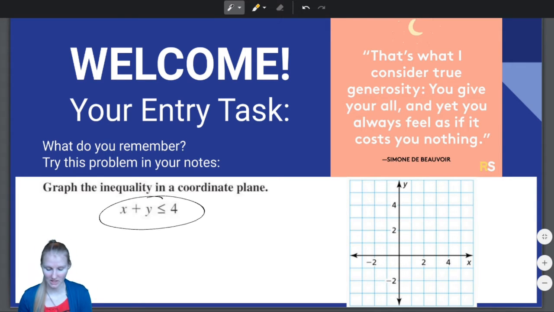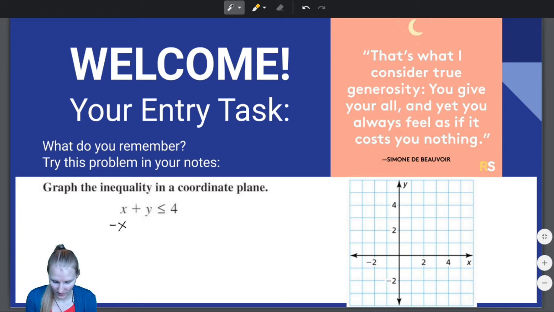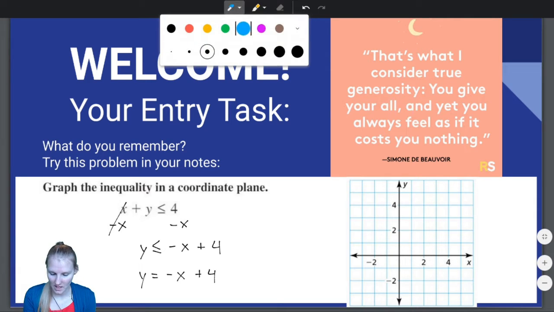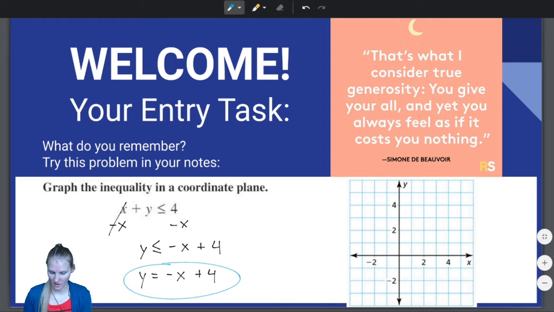So let's put this in the form of y equals mx plus b. If I subtract x from both sides, I get y is less than or equal to negative x plus 4. So that means the boundary line is y equals negative x plus 4. Let's graph this on our graph. The 4 tells me that the y-intercept is 4. And the negative tells me that the slope is negative 1 or negative 1 over 1.